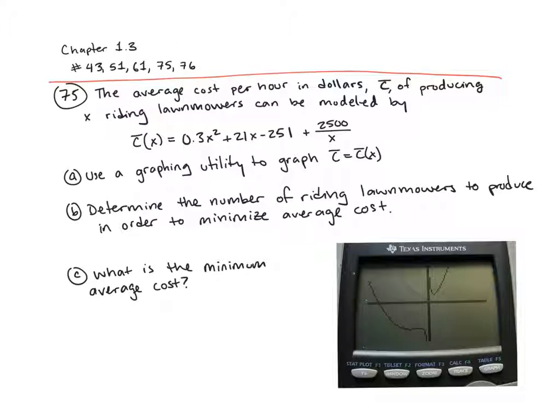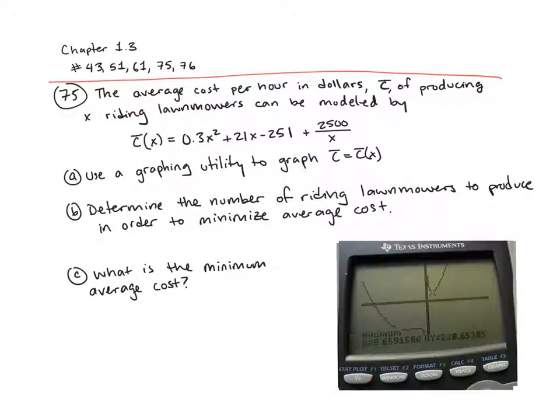Since we live in the real world, we're making positive lawnmowers, so I'm only going to be looking at this side of my equation, right? So what I'm going to do is get in there and use the second trace button to get to calc, and I'm going to find the minimum of this point right here. Let me just put a point right there. This guy right there, that's what I'm looking for. So let me go do that real quick.